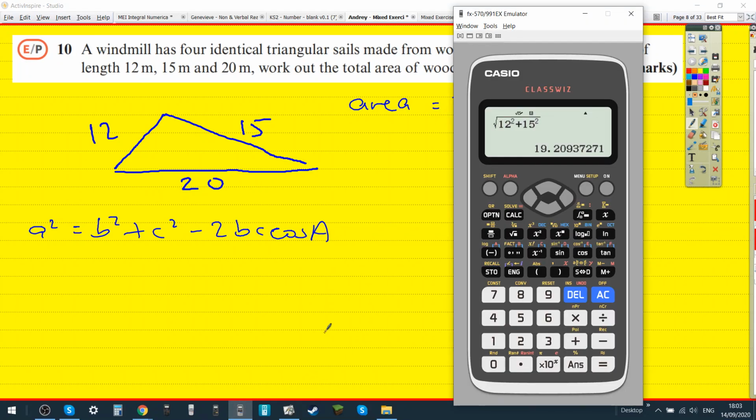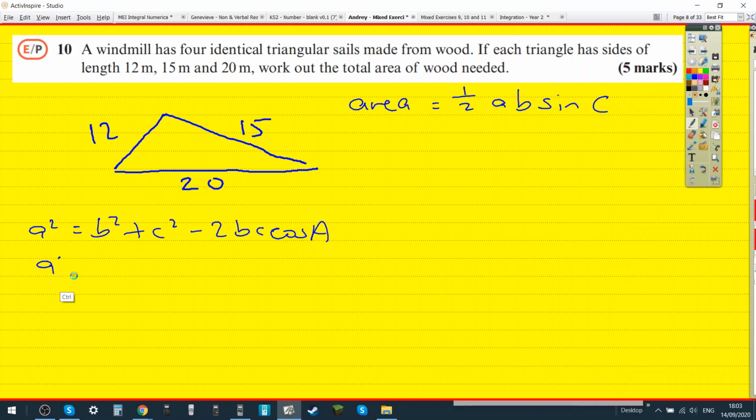And then we have to rearrange the formula and make it a squared minus b squared minus c squared, divided by minus 2bc, equals cos A. Yeah.